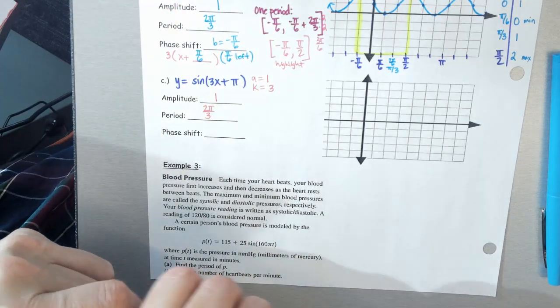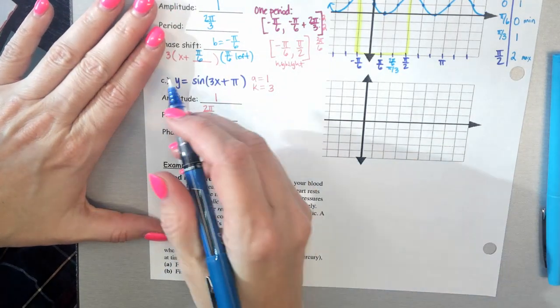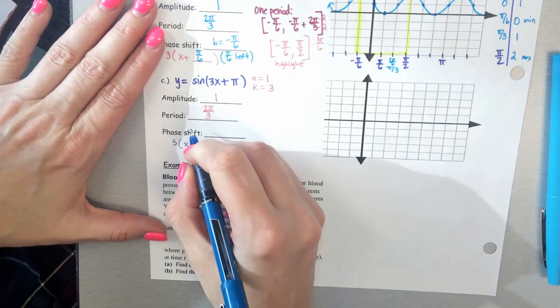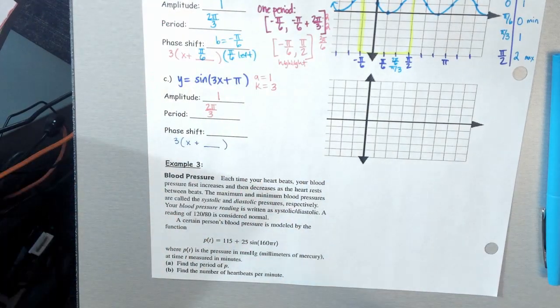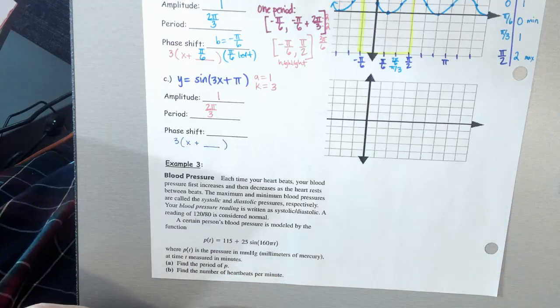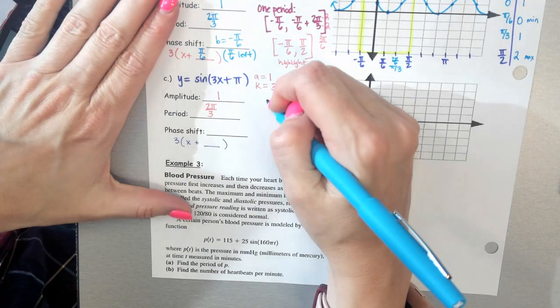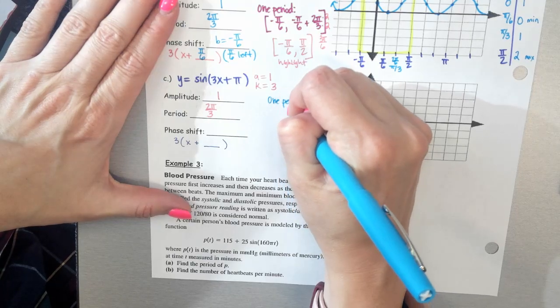Okay, so let's look at our phase shift. So if the 3 is inside, identify what your phase shift is going to be. And then let's see if we can calculate the one period.